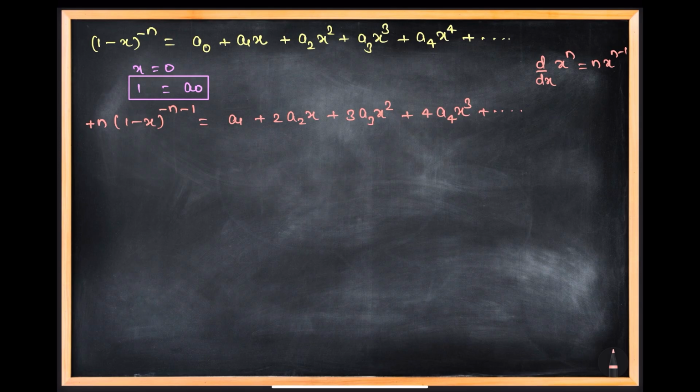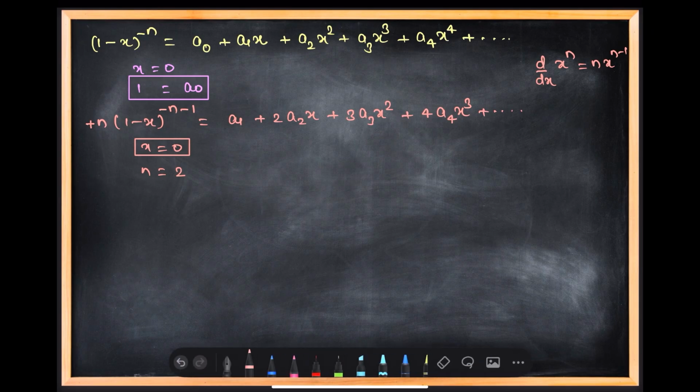Now look at this part. What I will do, I will put x equals to 0. So what will happen? You will have n equals to a1. Okay, so who is a1? It is n.